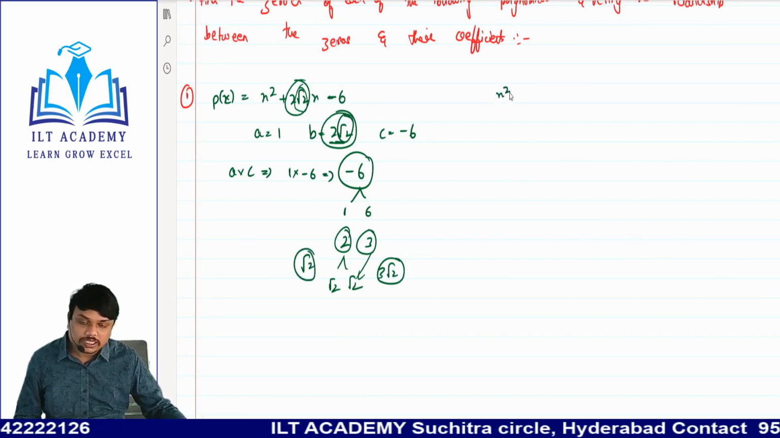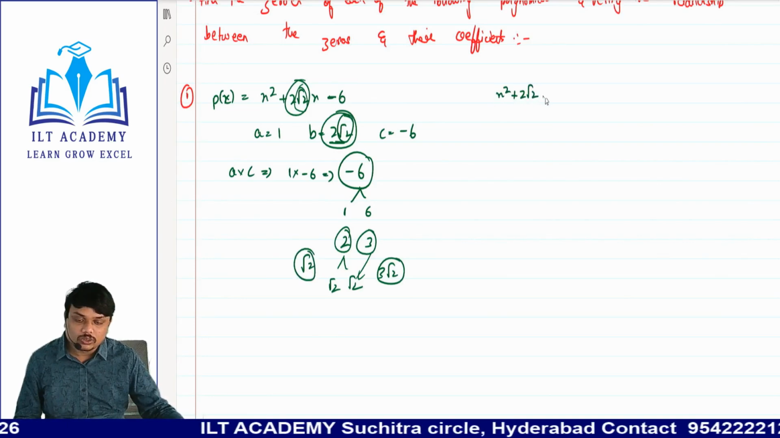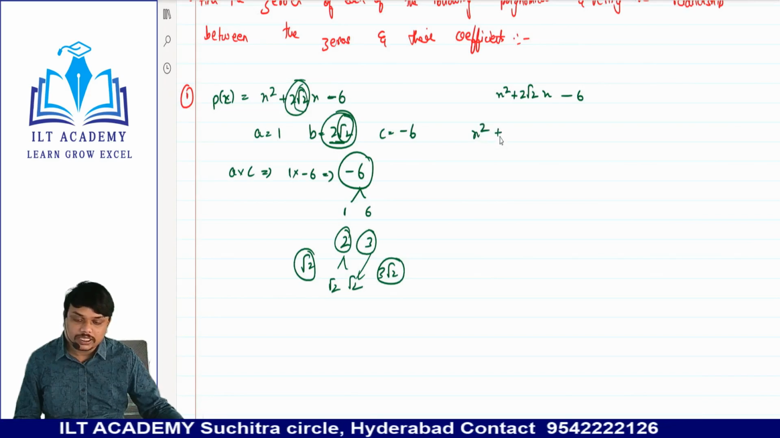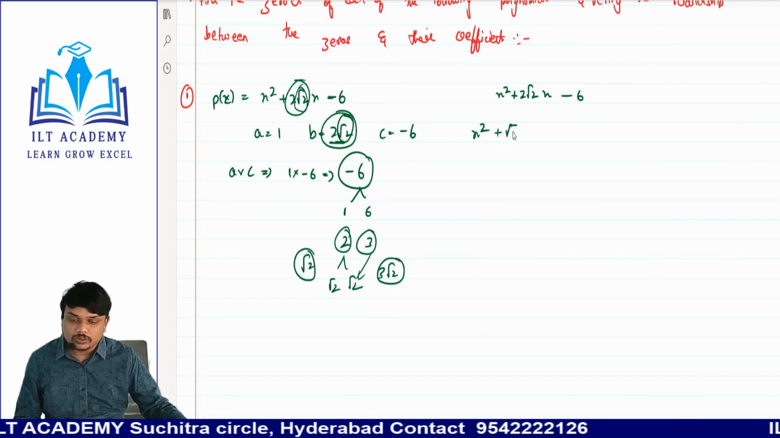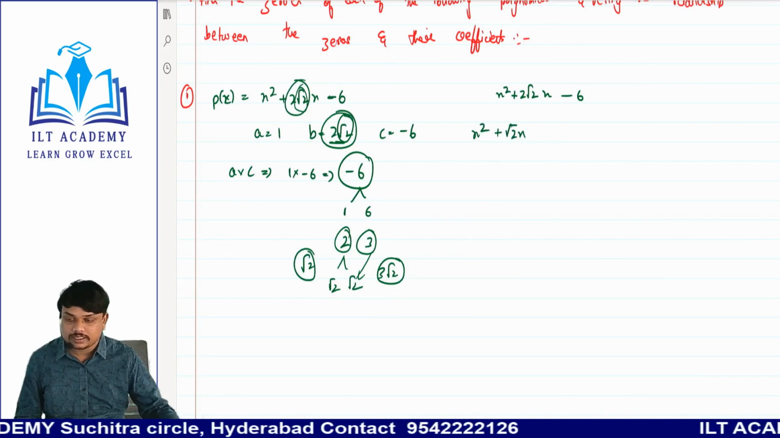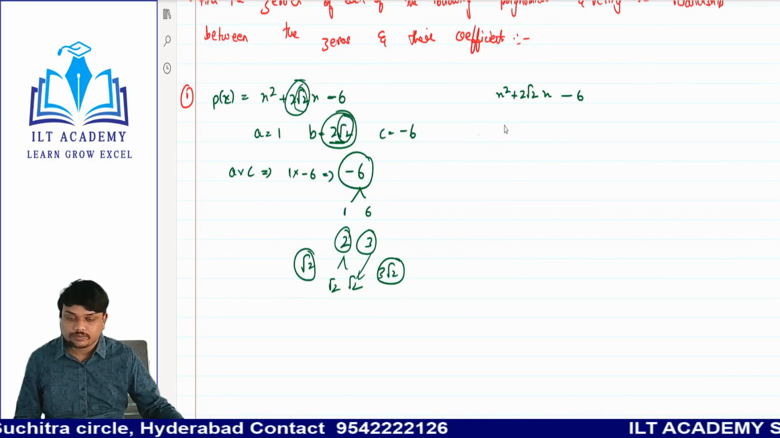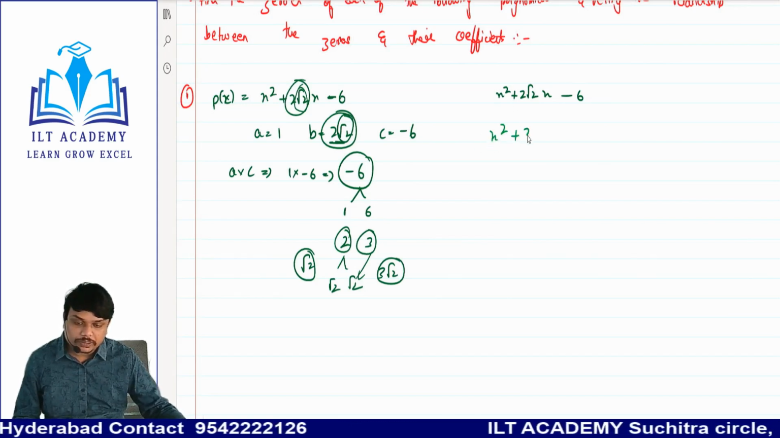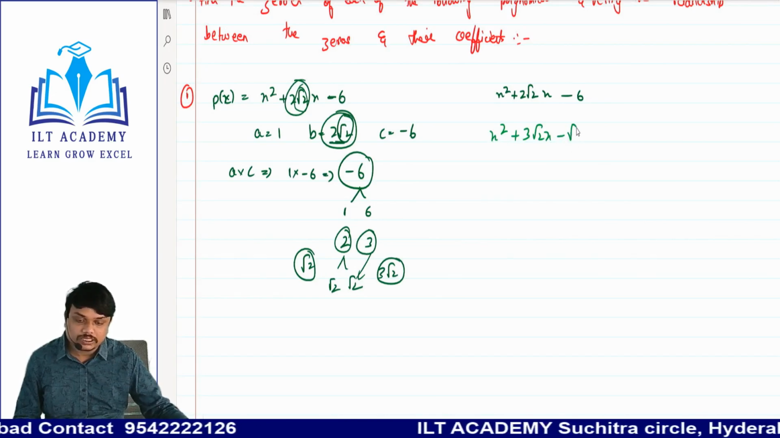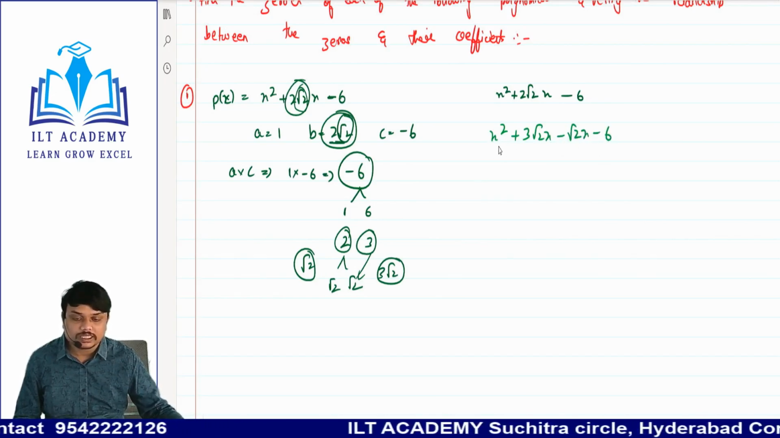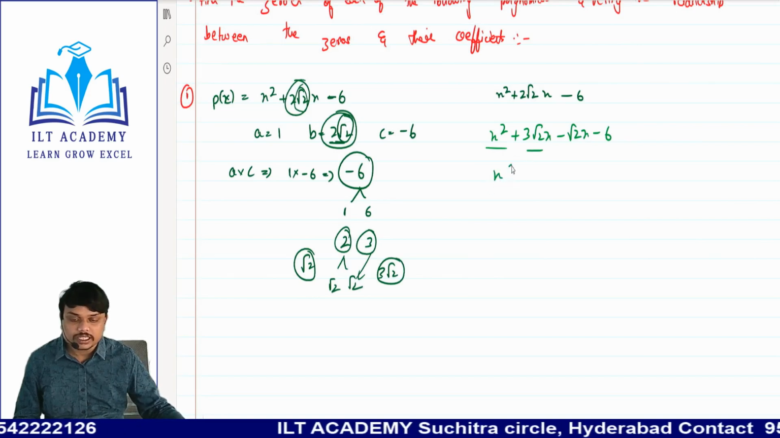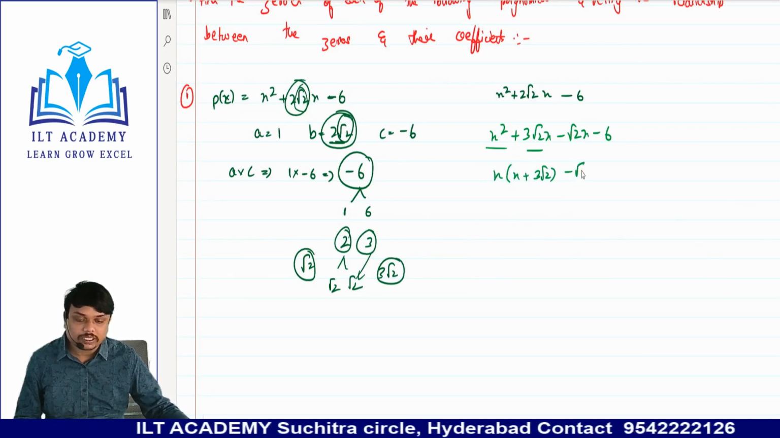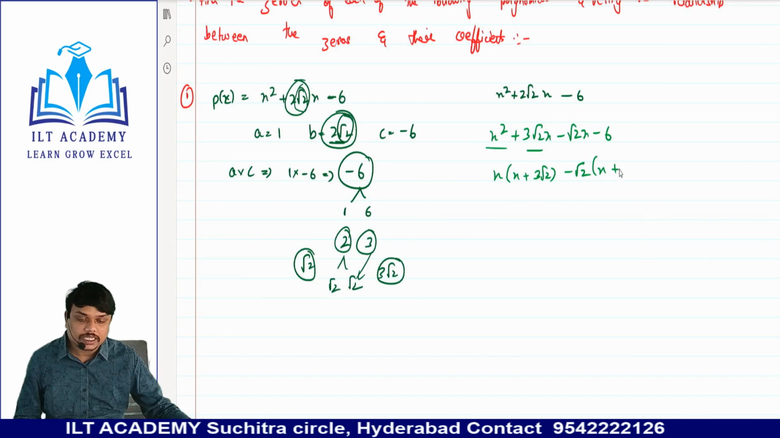Now how can we split x square plus 2 root 2x minus 6? It will become x square plus 3 root 2x minus root 2x minus 6. Now in both, what can you take common? x you can take common, so it will become x plus 3 root 2. Here you can take minus root 2 common, then it will become x plus 3 root 2.